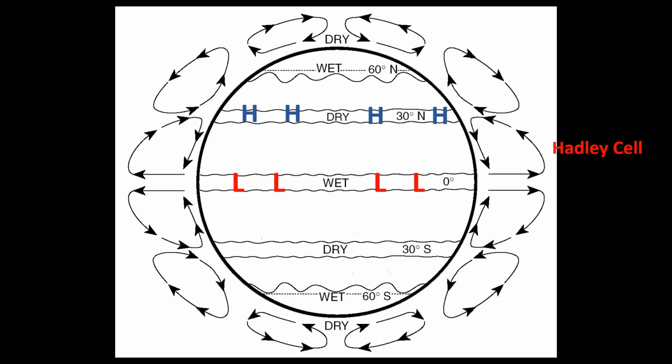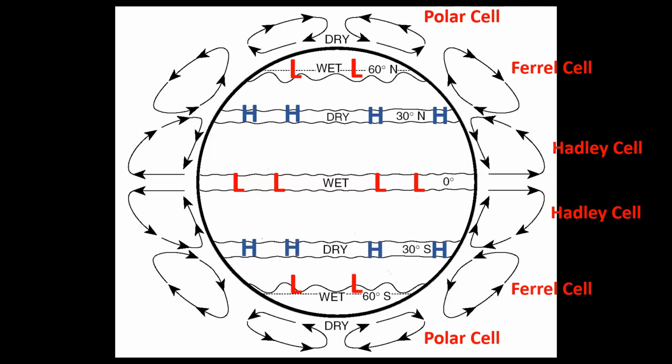The sinking air at 30 degrees compresses and warms, forming high pressure at the surface. Some of the sinking air moves to the north and begins to warm, causing areas of low pressure to form at the surface. It rises again at 60 degrees north latitude and it forms the Ferrel cell. The rising air moves northward, cools, and begins to sink again near the poles. This is the polar cell. These cells are mirrored in the southern hemisphere.